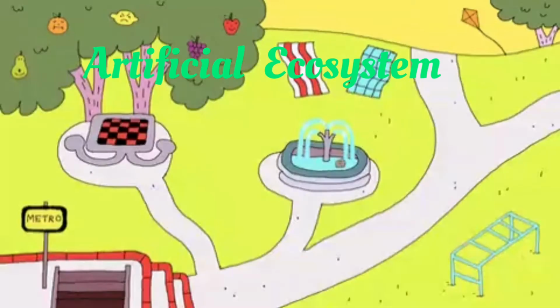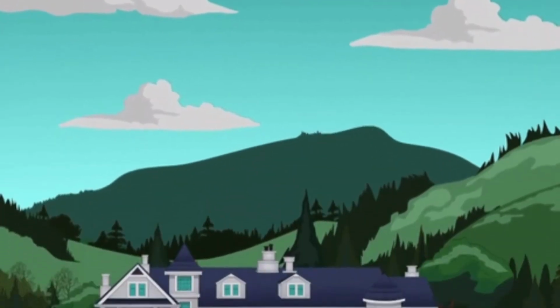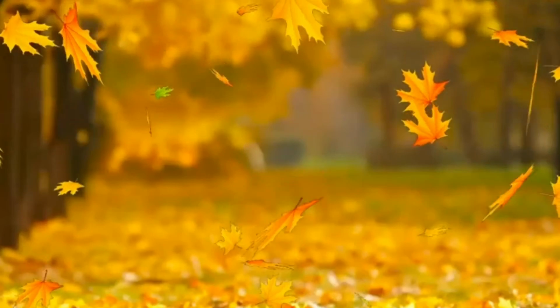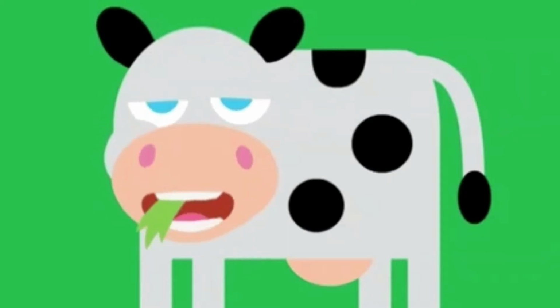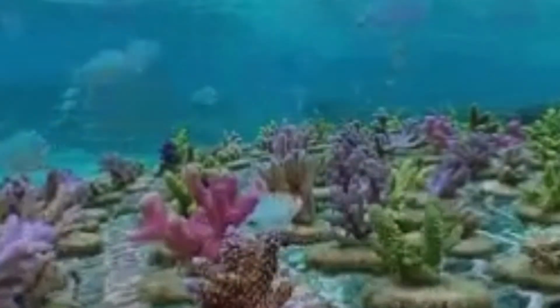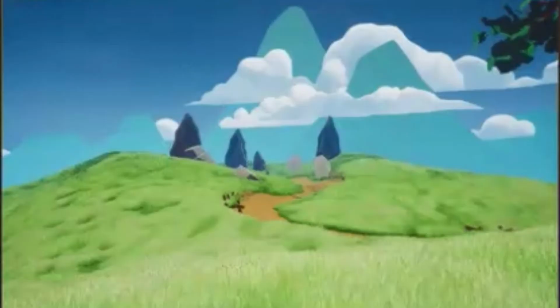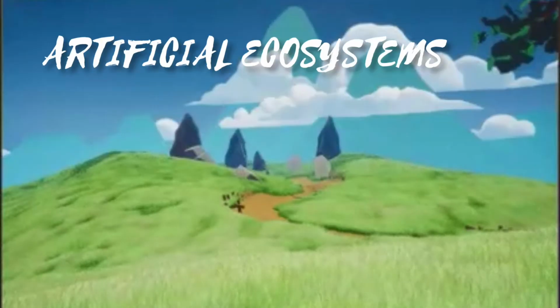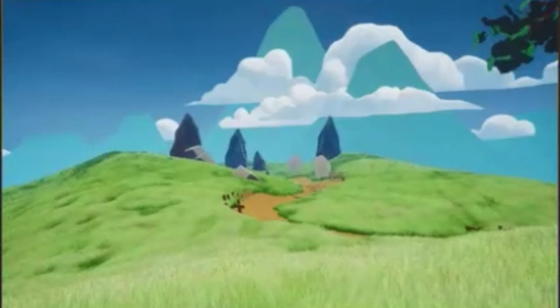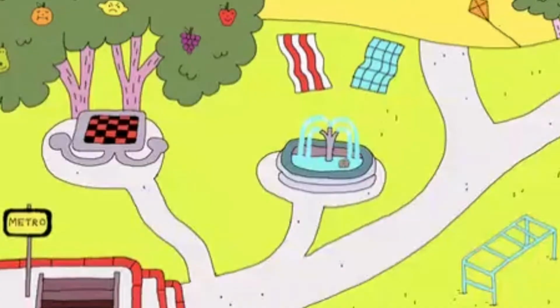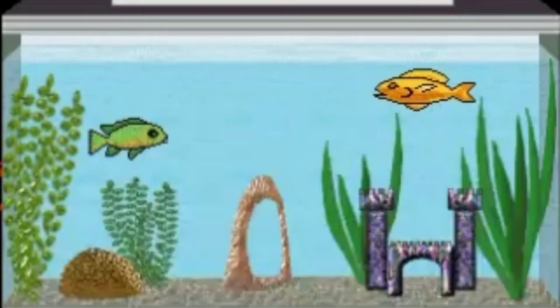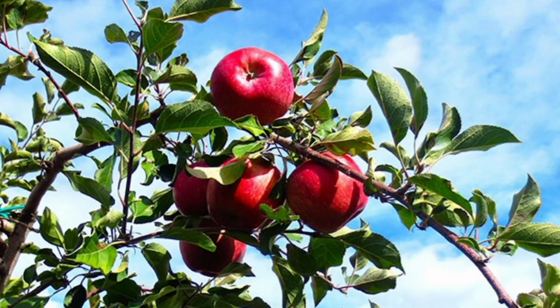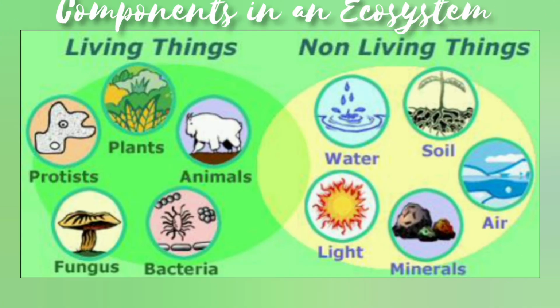Natural ecosystems can be terrestrial and aquatic. Terrestrial ecosystems occur on land, that is in forest, grassland, and desert, while aquatic ecosystems are found in water bodies like pond, lake, river, oceans, and estuaries. While the artificial ecosystems are man-made ecosystems that are created and maintained by man, like gardens, parks, crop fields, aquariums, and orchards.